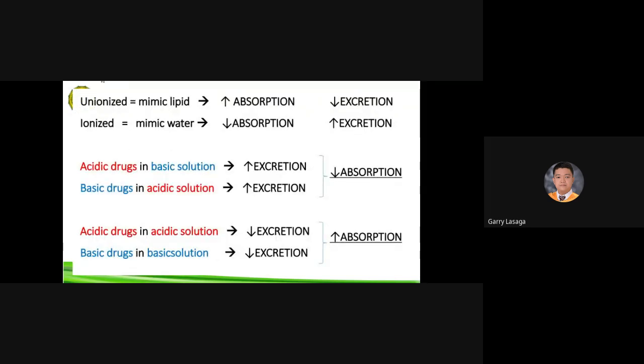Okay, so as a summary, the unionized form of the drug will be lipid soluble, so it will mimic the lipid, and it will increase the absorption of that drug and decrease its excretion in the body. The ionized form of the drug will mimic water, so it is also known as the hydrophilic form. This will decrease its absorption in the blood, and it will increase its excretion in the body, for example, through the urine.